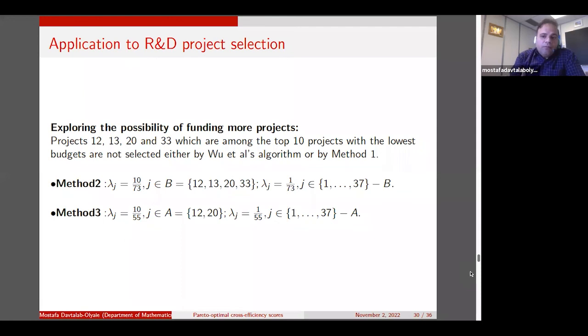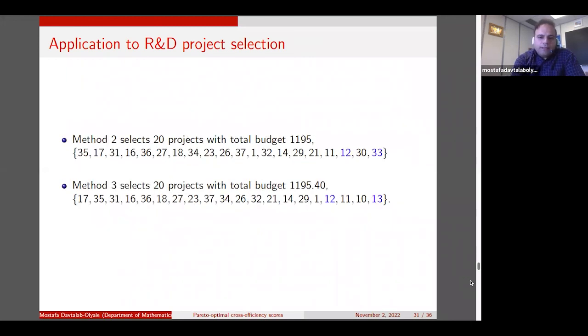We give better weights to these projects. So we consider two weight profiles. In the first one, method 2, we assign 10 times more weight to these projects compared to the other projects, and in method 3, the weights of projects 12 and 20 are 10 times bigger than other projects. We can see that method 2 selects 20 projects, one more project, with a total budget of 1,195, and method 3 selects 20 projects with a total budget of 1,195.40.